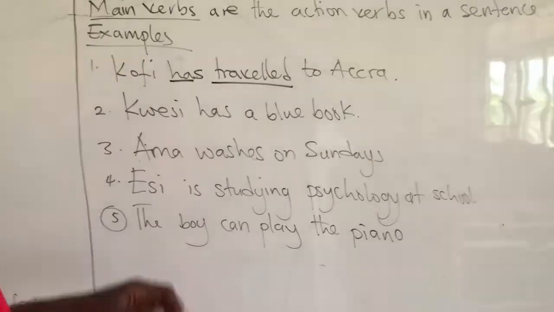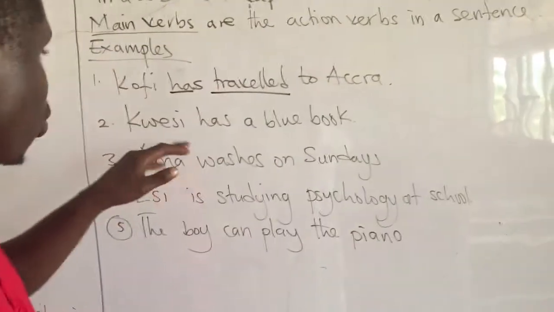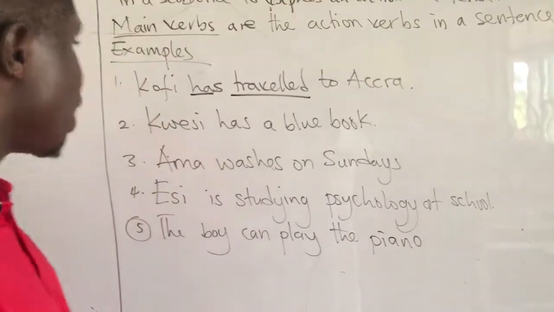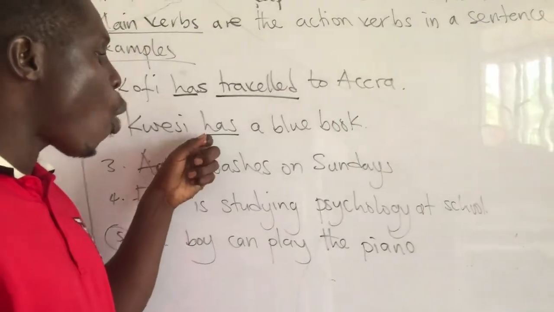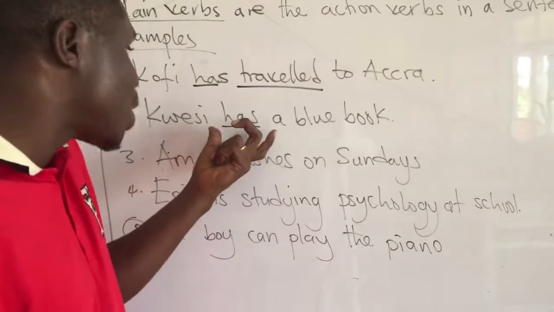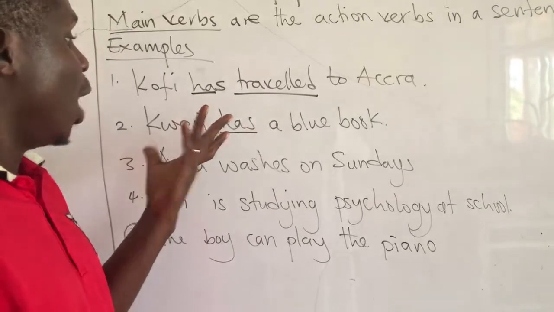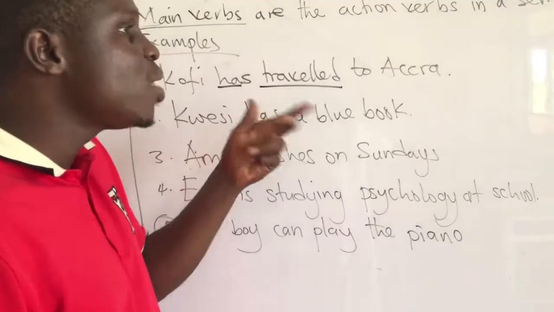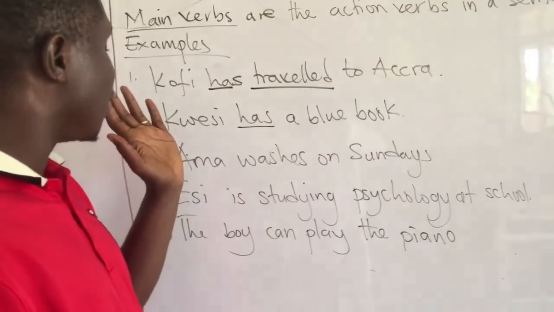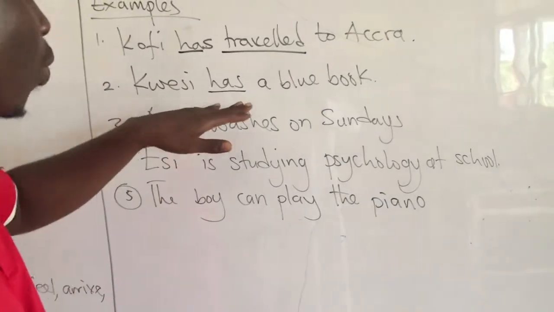Now, let's look at the second sentence. Kwesi has a blue book. Over here, we have only one verb. That is what? Has. Now, in this case, because there is only one verb, then has here becomes the only main verb here. And in this case, it acts as a state of being verb. We have already established that, so I think you easily understand and follow me on it.